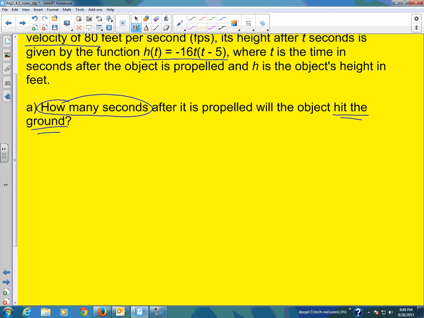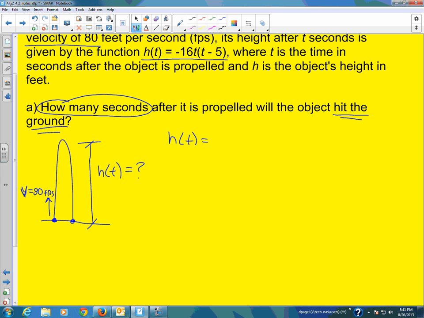We hit the ground. And why that might be interesting, again, a little visual, maybe a little picture. Here's the object to start with. It's propelled up into the air. It comes back down and hits the ground again. We really don't know the height of that object. We only know that it left with a velocity of 80 feet per second. That's it. And then we have this equation.